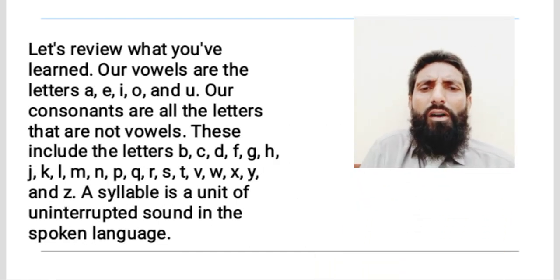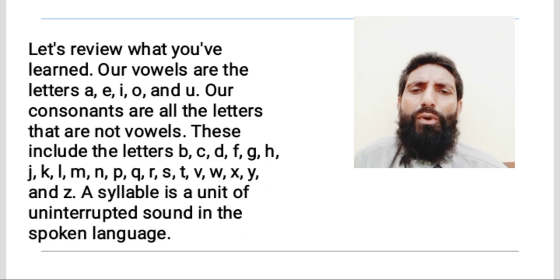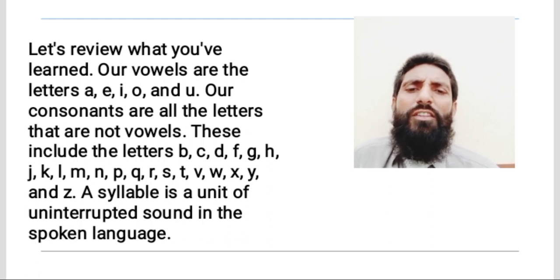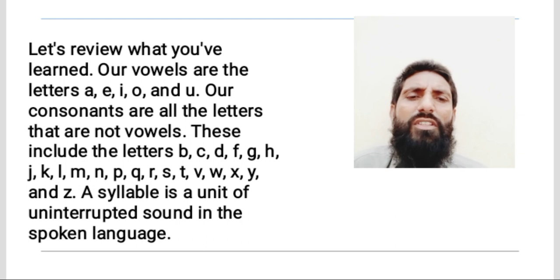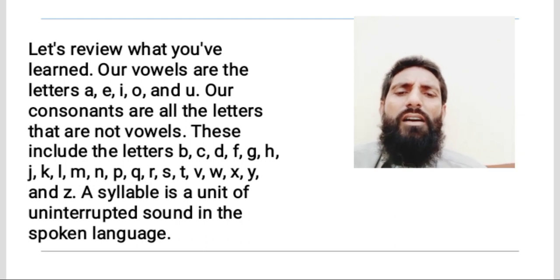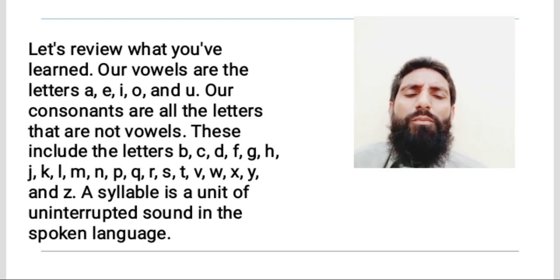Okay, let's review what we have learned. Our vowels are the letters A, E, I, O, and U. Our consonants are the letters that are not vowels. These include all the letters except A, E, I, O, U. A syllable is a unit of uninterrupted sound in the spoken language. So here I am going to summarize my today's lecture.